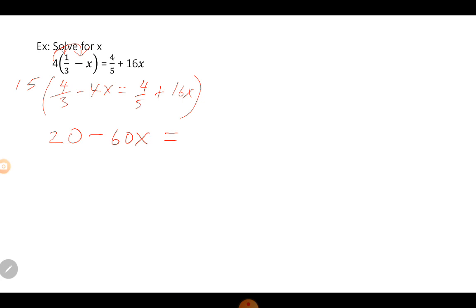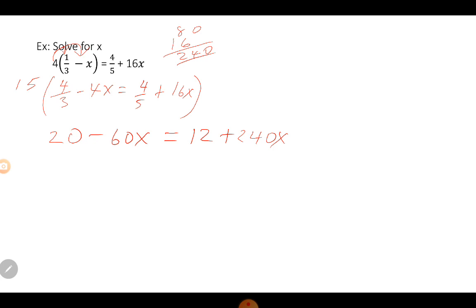5 divided into 15 3 times. 3 times 4 is 12. And then 15 times 16. Well, 16 times 5 is 80. And then you do 16 times 1. So you have 16 times 5 would be 80. And then 16 times 1 would be 16. And if we combine that together, it gives us 240. So that'd be 240x.